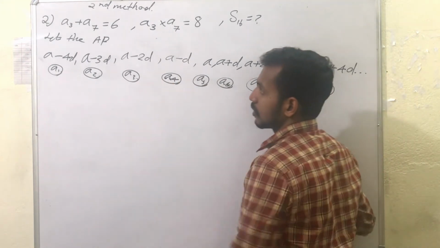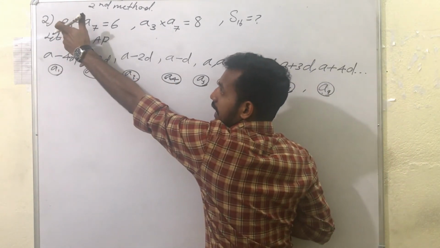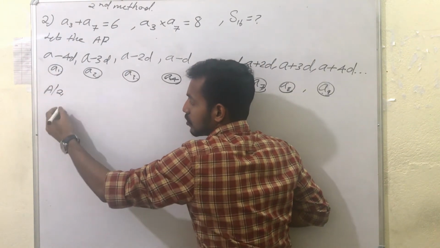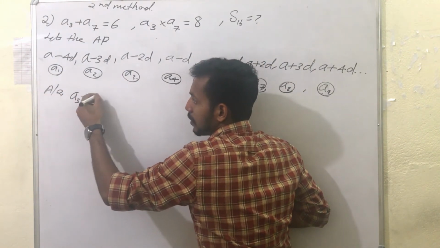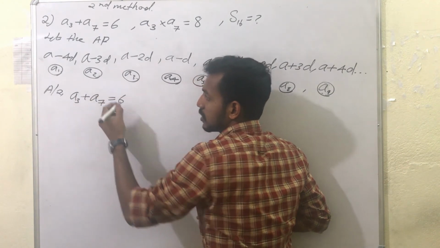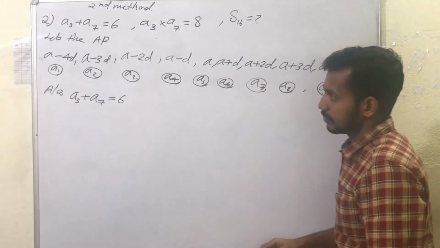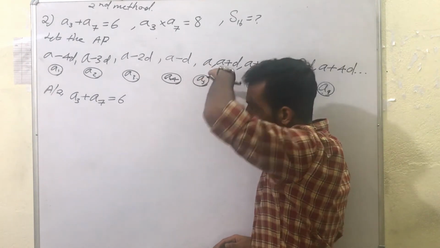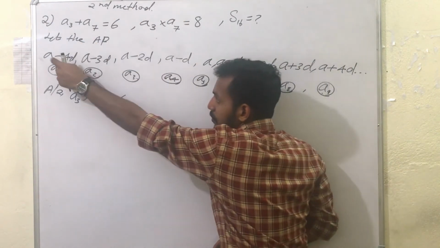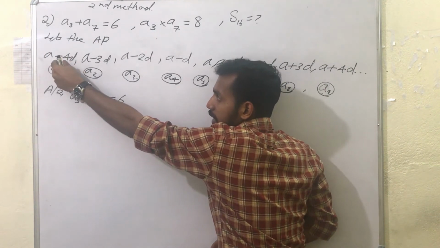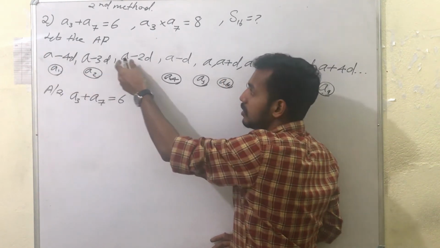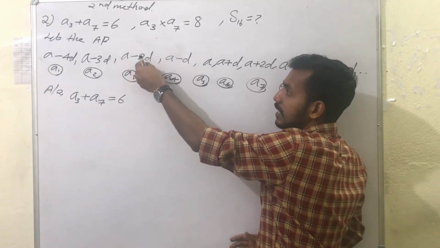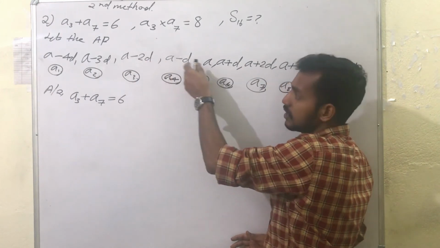So here, according to the question, it is given that A3 plus A7 is equal to 6. Clear? Never think that this A is the first term. Now we change the concept so that this will be the first term. When we add D to here, we will get the second term. Then again adding D, we will get the third term. Then again adding D, A minus 2D plus D will be A minus D, and so on, like that.